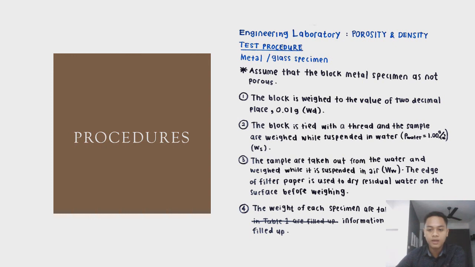Moving on, the edge of filter paper is used to dry residual water on the surface before weighing. The purpose of using the edge of filter paper is so that we can absorb additional water available on the sample, because we don't want the weight of the water adding up to the weight of the sample. We just want the weight of the sample. Therefore, we have to dry up any available water on the sample before weighing the sample, right? So the last step is the weight of each specimen is taken and the information in Table 1 is filled up.